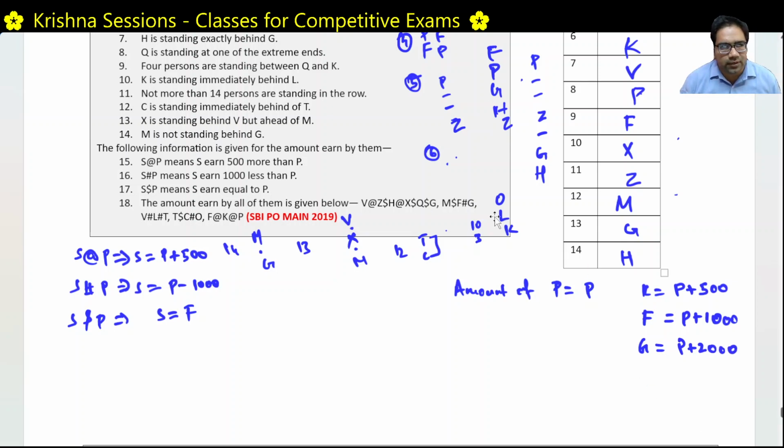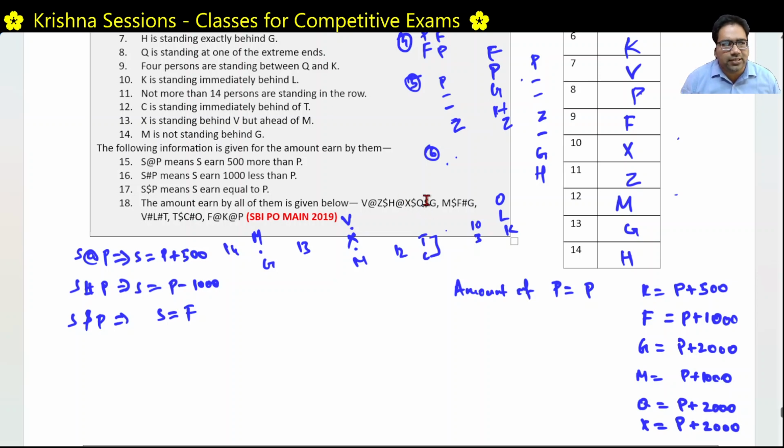Then M dollar F means M is equal to F. So M is again P plus 1000. Then this is also done. Among all of this, if we are able to do something, for example, Q dollar G means Q is equal to G. So Q is equal to P plus 2000 again. Next, X dollar Q means X is also equal to Q. So X is again P plus 2000.